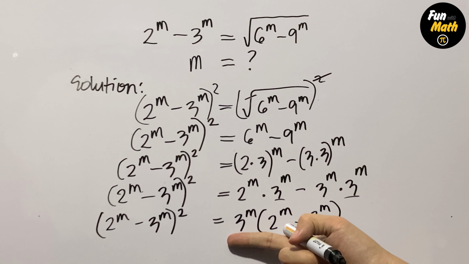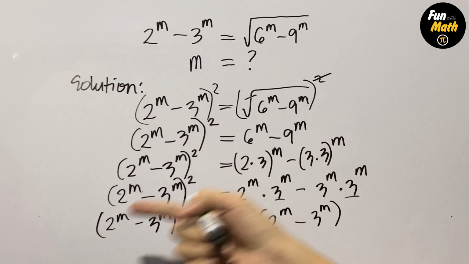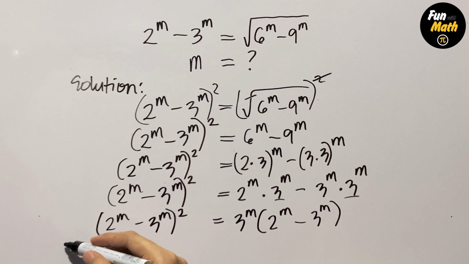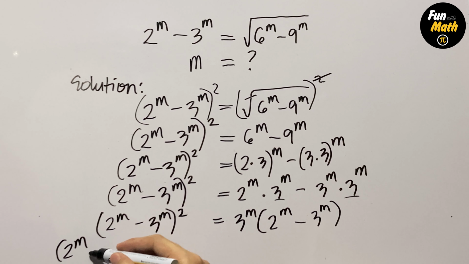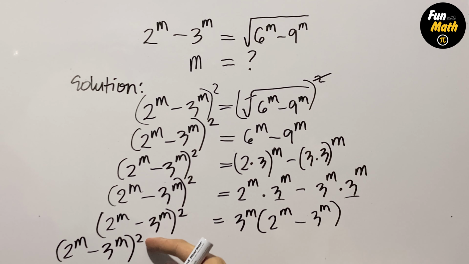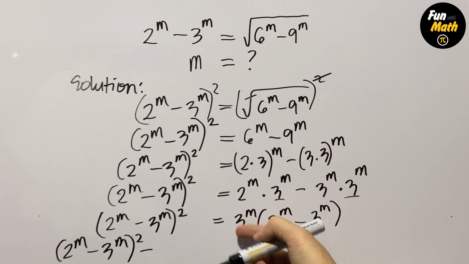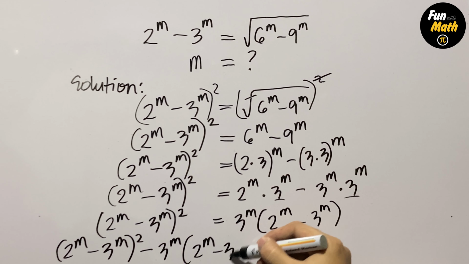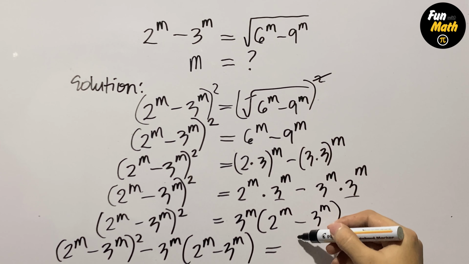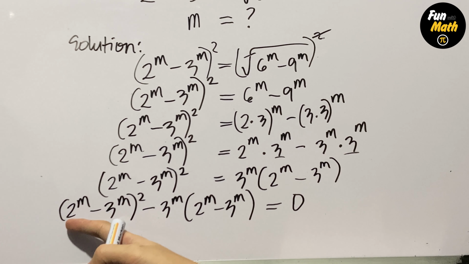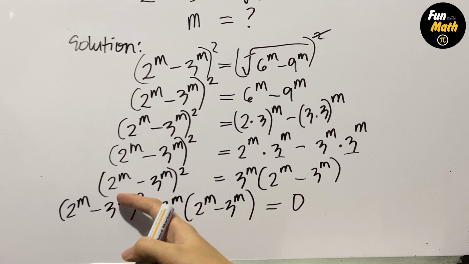And then, this side, we are going to take this to the other side, so it will be equal to 0 on the right side. So that is (2 to the power of m minus 3 to the power of m) whole to the power of 2, or can be read as squared, minus 3 to the power of m times (2 to the power of m minus 3 to the power of m) equals 0. Now next is, we can identify the common. As you can see, the common is 2 to the power of m minus 3 to the power of m.